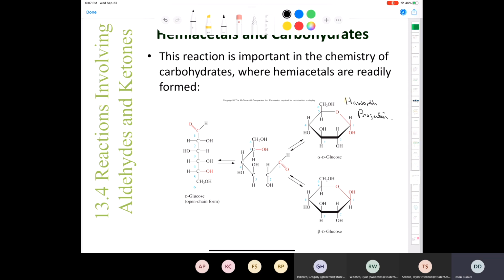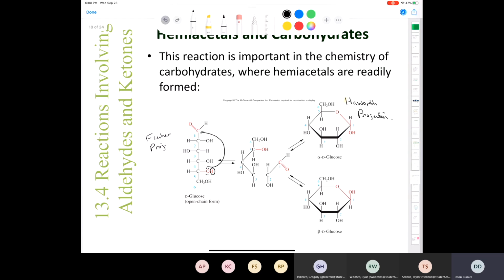And then this one over here on the far left, this is called a Fischer projection. D-glucose drawn in the Fischer projection is what's called the open chain form. It's not a cyclic structure. But when you have that open chain form in solution, you end up forming a bond between this oxygen and this carbon, and this hydrogen ends up going on the oxygen like that to form your hemiacetal.